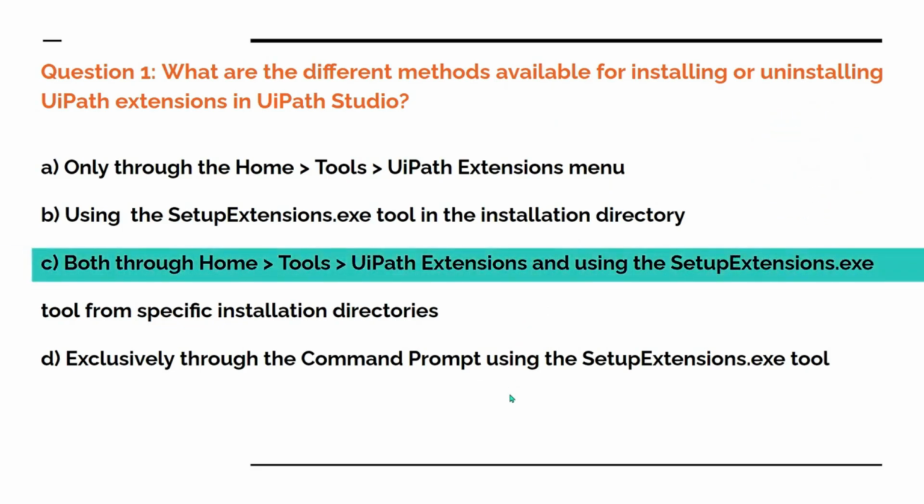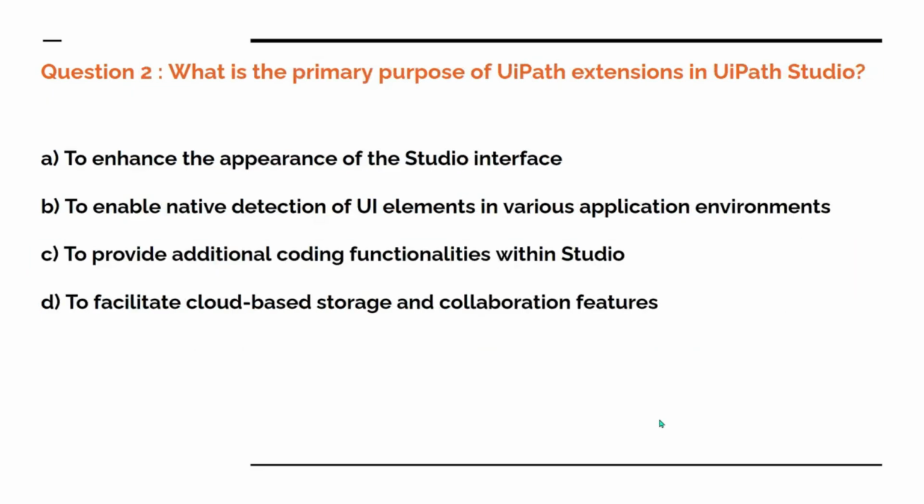The answer is C. We can install the extension using the Home Tools UiPath extension option in UiPath Studio, and also by using setup extension.exe. Now for this demo, if you haven't seen it, please watch the previous video. You will see the entire demo of how you can install using setup extension in the command line. Let's move on to our second question.